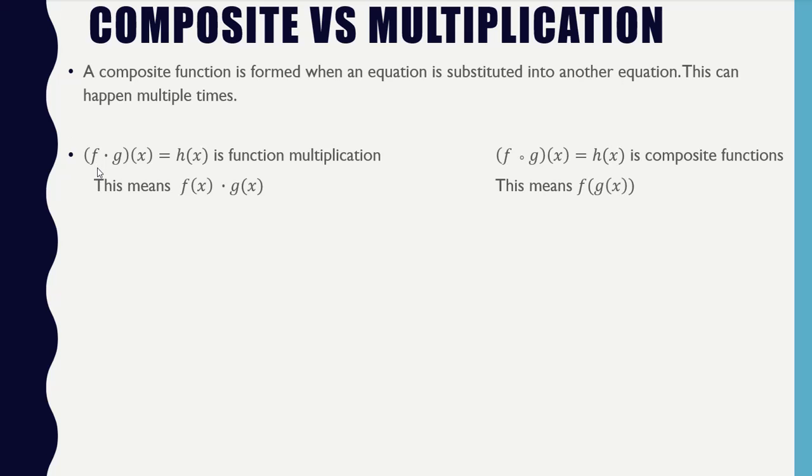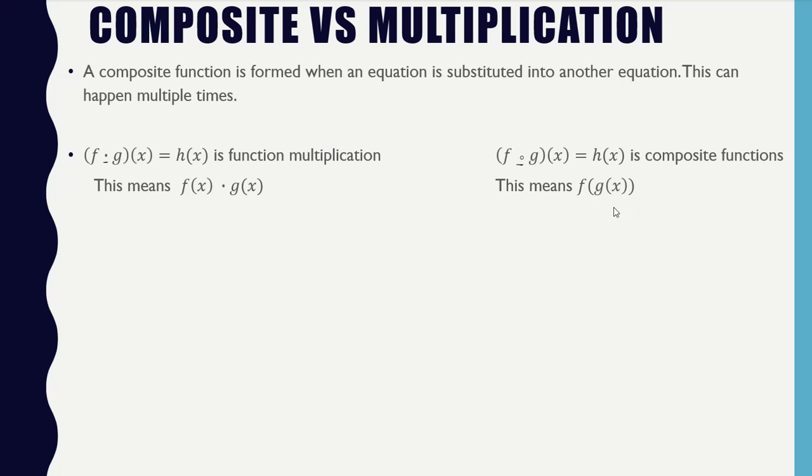So if we have here, this is f times g of x is equal to h of x. And so that's going to say that's a function multiplication. So that means we're multiplying f times g, which we've already done. Now the very little difference though is if you look at this compared to over here, we've got an open dot here. This does not mean multiplication.